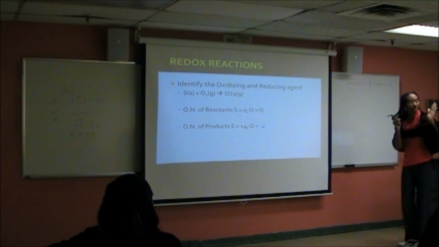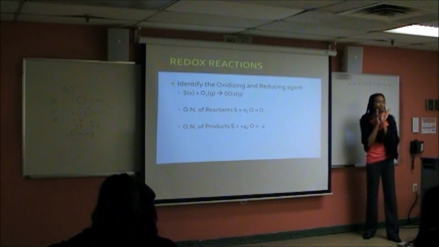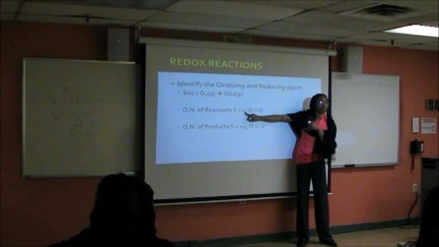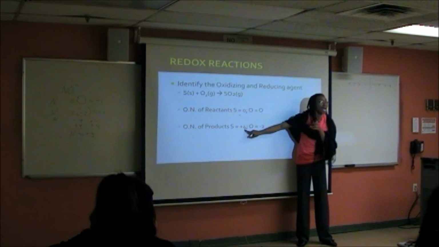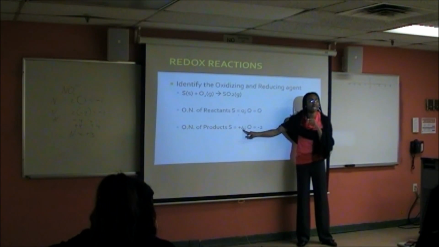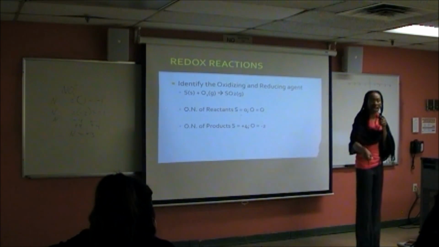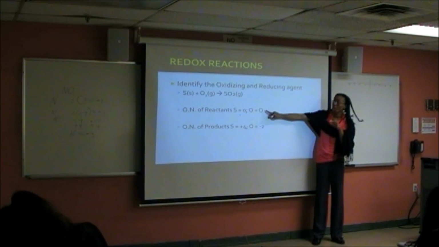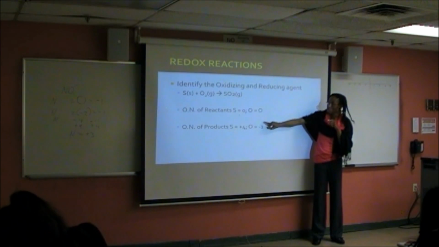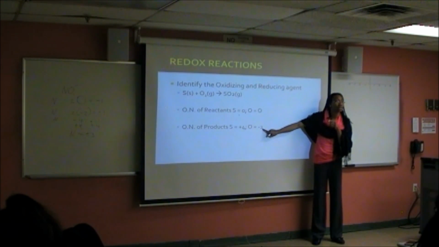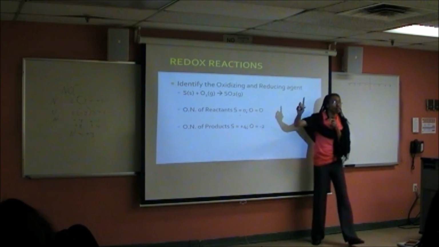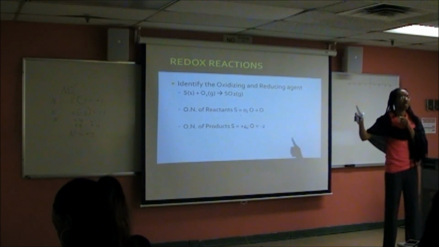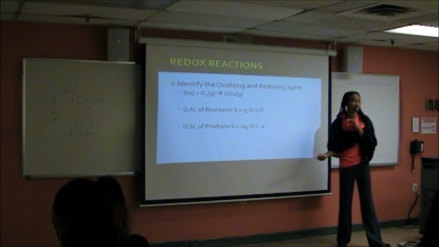Now here's where we apply our POR and NRO. From sulfur on the reactant side to the product side, what has it become? More positive, so therefore it is oxidized and therefore the reducing agent. So it's POR. Your oxygen has gone from 0 to more negative, so that falls under NRO. It is therefore reduced and it is the oxidizing agent.